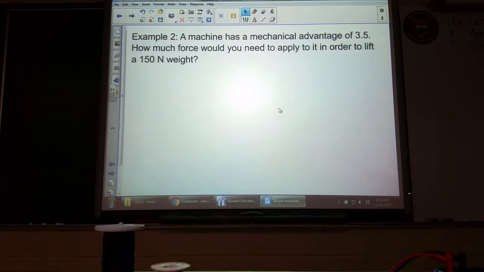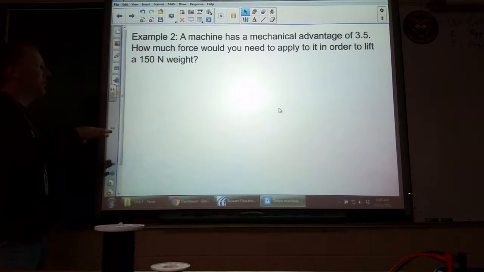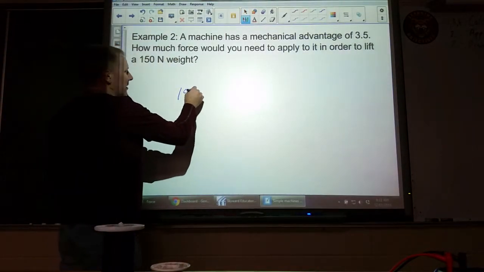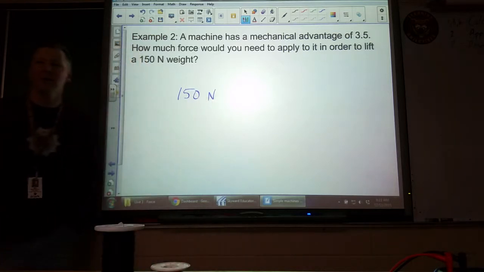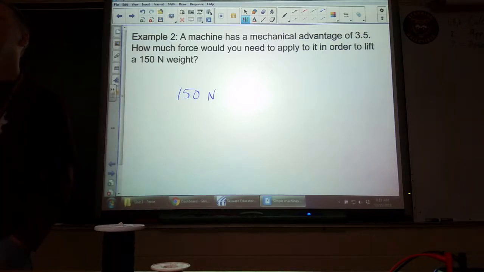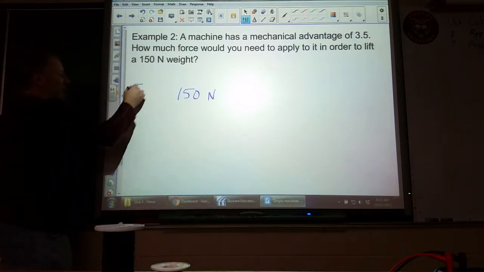First thing to think about with this: we're trying to lift a 150 newton weight. So is that 150 newtons a load or an input? Why is that a load? Again, we can't just go by weight. You're right that it's a load. That's what's coming out of this machine, right? We're getting the machine to lift it. So that would be our load.